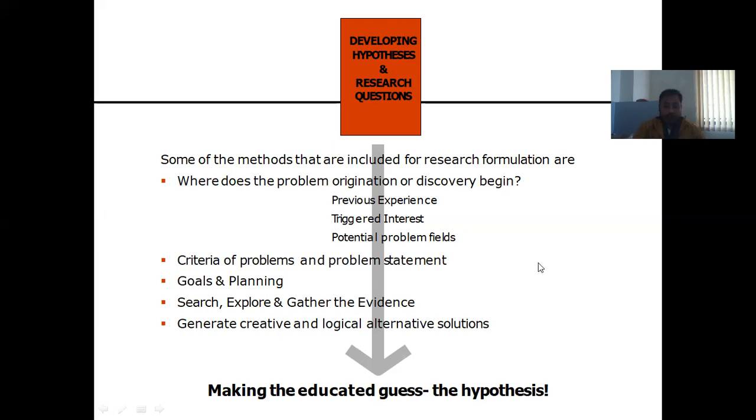This is common for every field, the same general idea, the same parts we have to carry out for research in different fields, whether social science, computer, engineering or basic science, anywhere we have to go through this. Then only we can formulate the research problem.